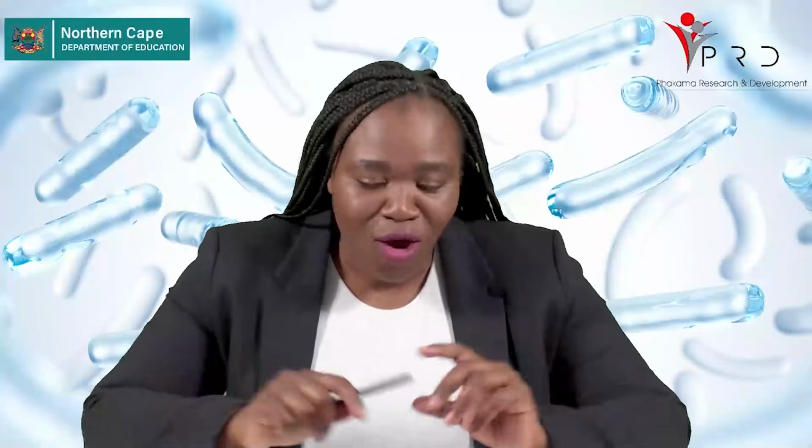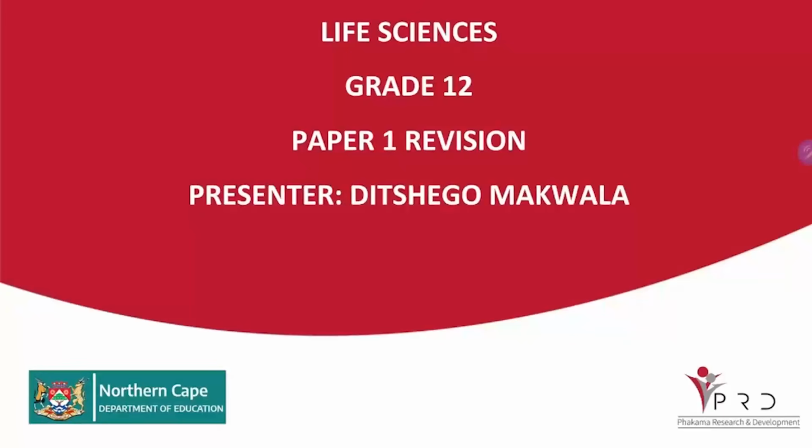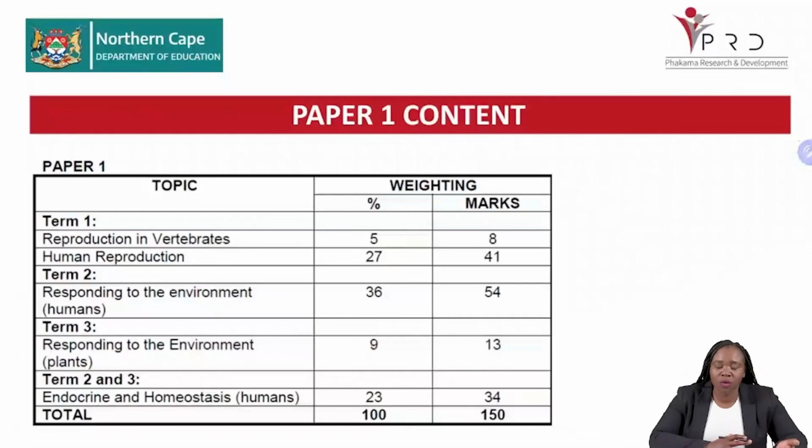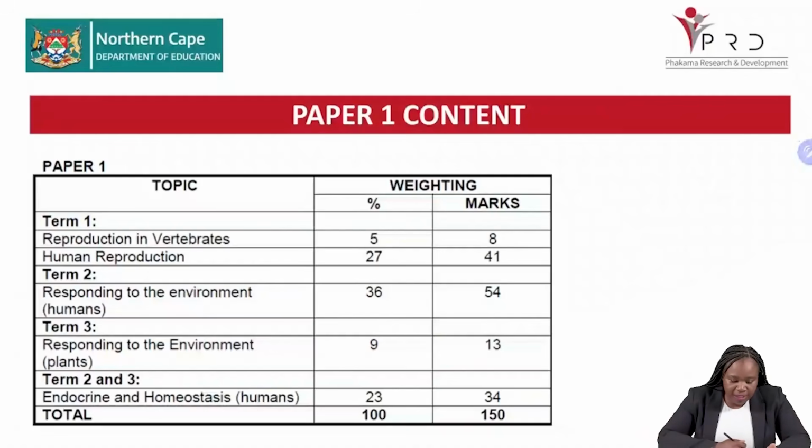So today's lesson, we are still looking at our paper 1 revision. So we are going to focus on some of our past papers as we have been doing previously. We are just going to be looking at section B of our past papers. Here we will be looking at our question 2 part, and then later on we will look at our question 3 part. Remember, our life sciences paper is out of 150, as we can see here, with the topics as well as their mark allocation together with their percentages.